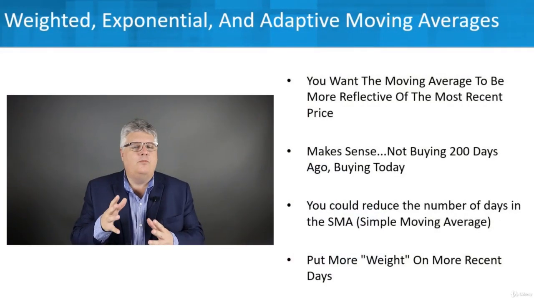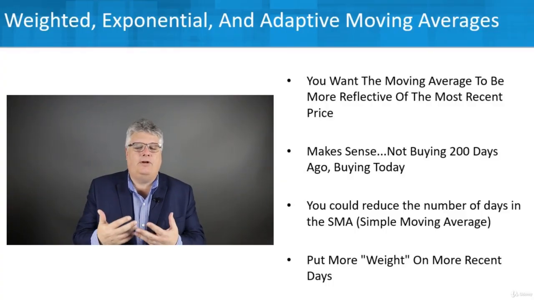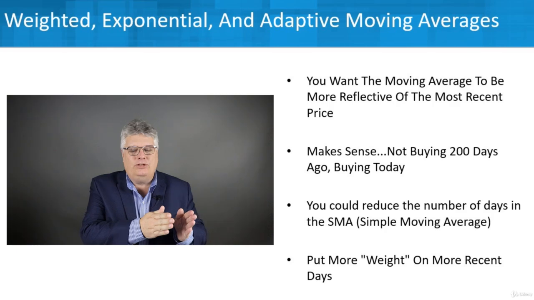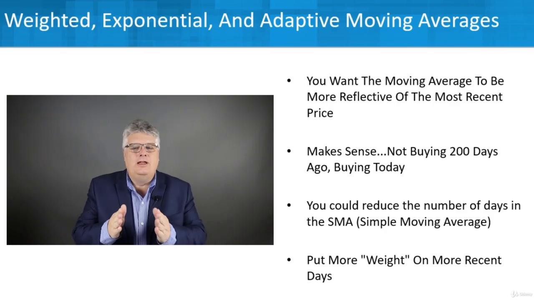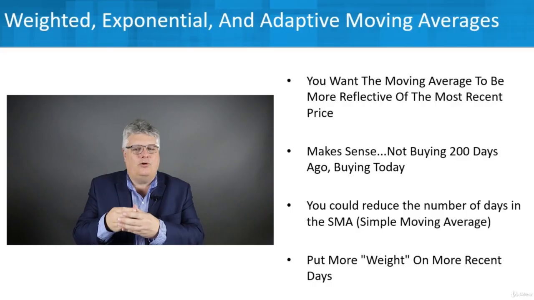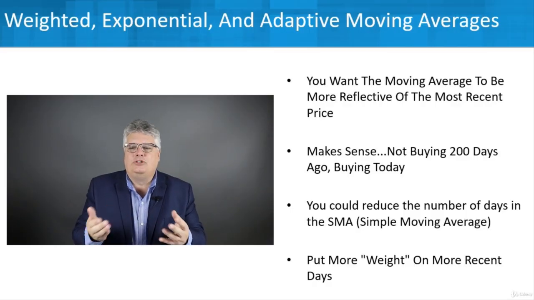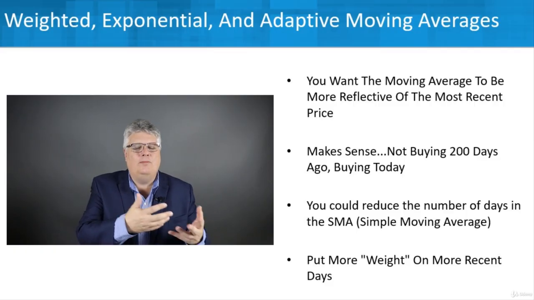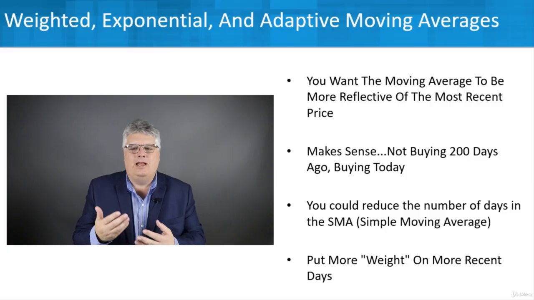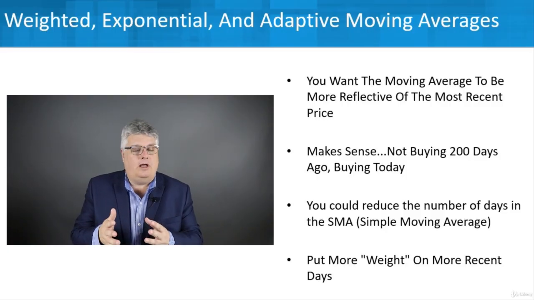But let's say you want a moving average that's more reflective of the most recent price. We know a simple moving average is an equal distribution across that price range. But it could make sense to say, I'm more interested in what's happening closer, more weighted towards more recent pricing. You might think, well, I'm not buying 200 days ago. That's maybe too much of a lag. I want to use a weighting average that might take advantage of that. Now, a couple ways you could do it.